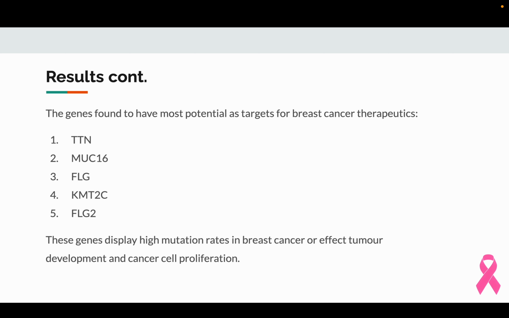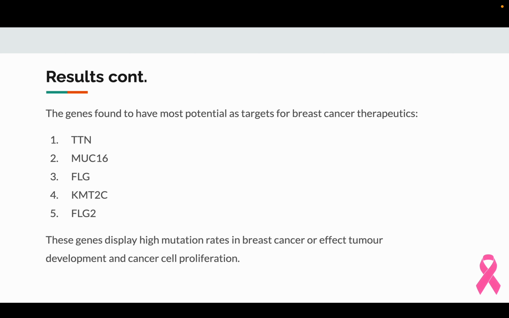Moving forward, our group performed PCA analysis on the mutations dataset, analyzing the tumor reference and alternate counts with the Hugo symbol or their gene names. We focused on PC1 since it comprised the most variation in the dataset. From there, we found the top 5 genes with the largest magnitudes, or their loading scores, to analyze their potential as targets for breast cancer therapeutic development. We've listed these genes here. So we have TTN, MUC16, FLG, KMT2C, and FLG2.